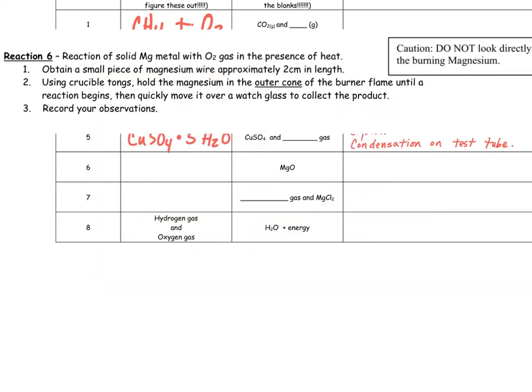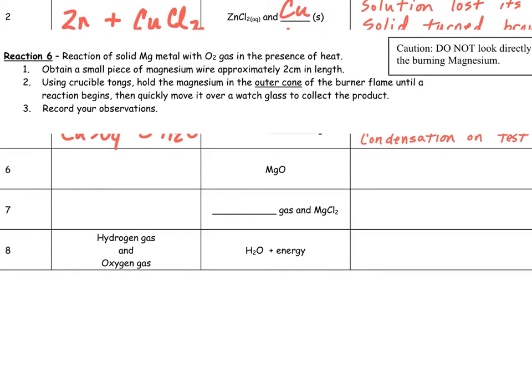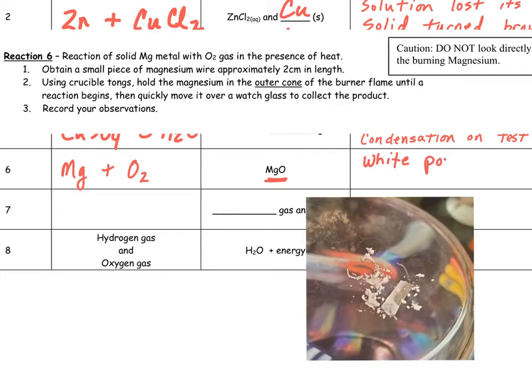Okay, record some data. What we have is magnesium metal plus oxygen is going to turn into MgO. The MgO is that white powder. That's called magnesium oxide. So when you burn magnesium in oxygen, you produce magnesium oxide, which is the white powder.